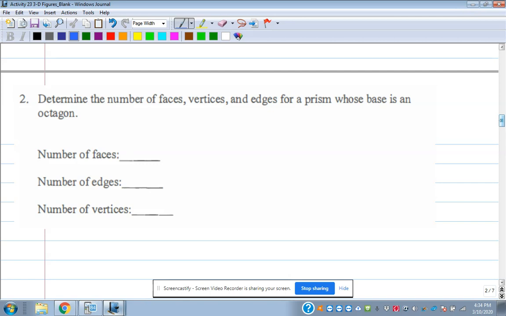It'd have 10 faces because you're going to have 8 around the outside and then the 2 octagons on the end. So that's 10. How many edges would that be? 8 on this end, 8 on that end, 16, and then 8 around. That'd be 24.